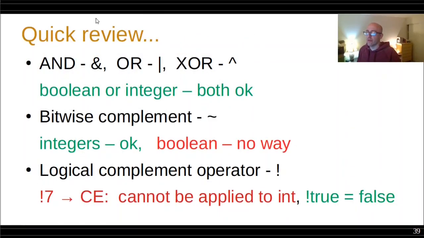So just a quick little review of where these operators are applicable. Our AND, our OR, and our XOR, they're okay for Booleans or integers, no problem. The bitwise complement, the tilde, it's okay for integers, but Boolean, it's not going to happen.